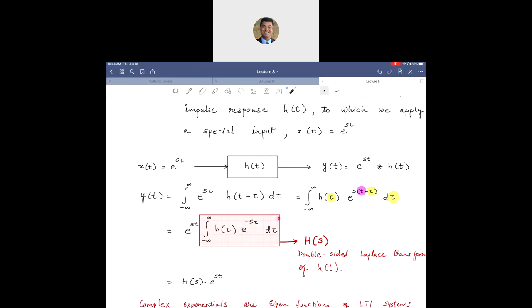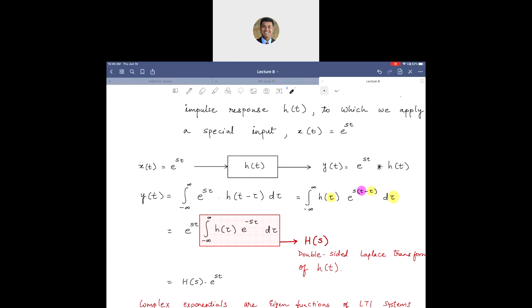That red box is defined as capital H of s. Why capital H? Because small h is used to denote signals in the time domain. Capital H is used to denote signals in the Laplace domain, or the Fourier transform, or the frequency domain.